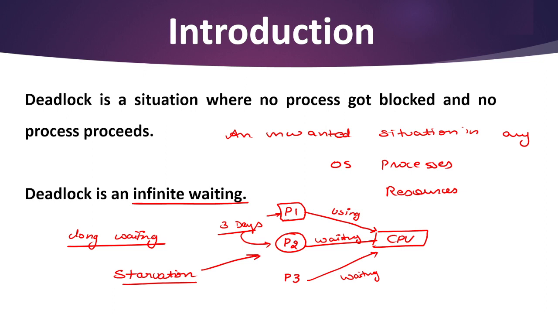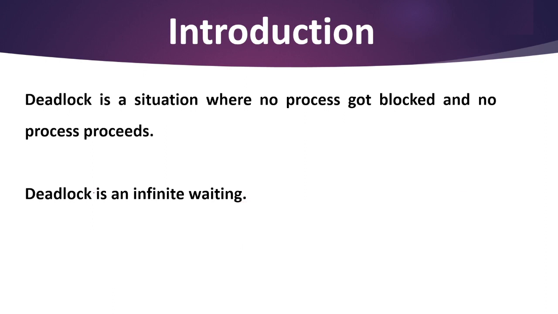Okay, let's take one more simple example here. Deadlock is an undesirable state of a system, and it occurs when a set of processes, we have 3 processes, right, are in waiting state. Deadlock is a situation where no process gets unblocked and no process proceeds, and it is infinite waiting.